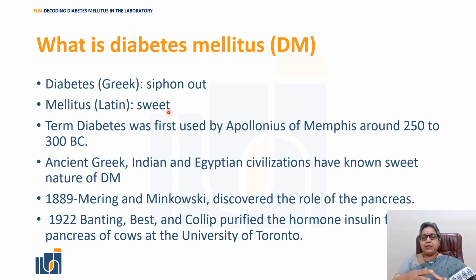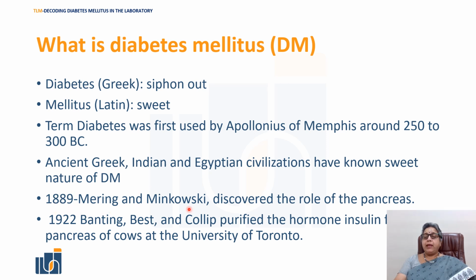The term diabetes was first used by Apollonius of Memphis around 250 to 300 BC. Ancient Greek, Indian, and Egyptian civilizations have known the sweet nature of diabetes. You can find references to it in all the ancient Indian medical writings, as also in the Greek and the Egyptian civilizations. So this is a disease that has been known to mankind from time immemorial, literally.